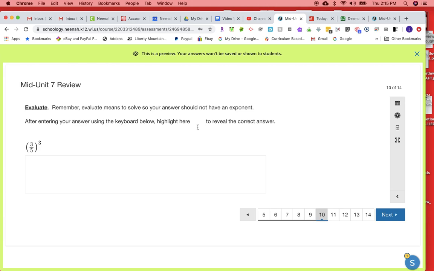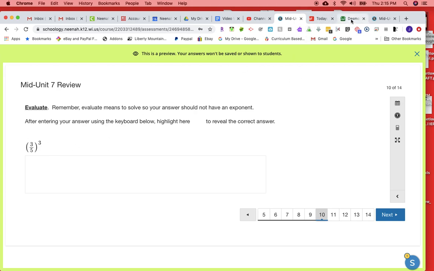This time you can highlight to see your answer. We have 3/5 all raised to the 3rd power. So this means 3 to the 3rd and then 5 to the 3rd. In expanded form, it's 3 times itself 3 times and 5 times itself 3 times, so 3 times 3 times 3 over 5 times 5 times 5. But I highly recommend doing this in Desmos.